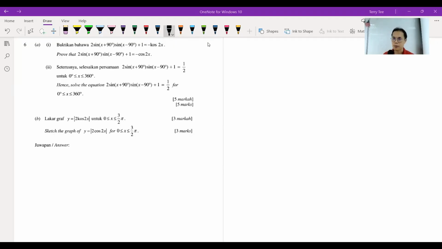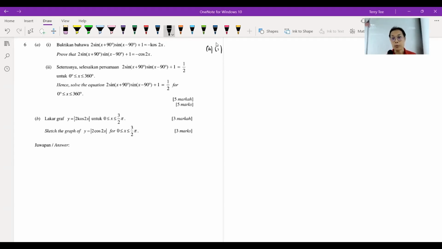Okay, the next one is from the chapter Fungsi Trigonometri. So the first part is proving, pembuktian. So buktikan bahawa 2 sine (x plus 90) sine (x minus 90) plus 1 equals negative cos 2x. Okay, here, let me start off.